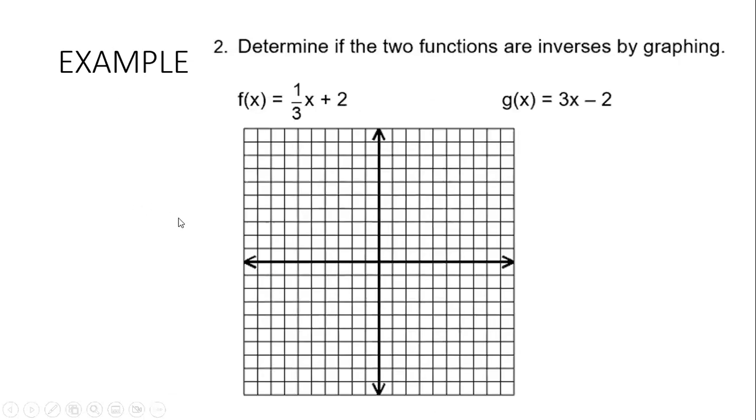All right, so let's look at it ourselves. It says determine if the two functions are inverses by graphing. This is a linear. You should be able to graph a linear without a calculator because you're in Algebra 2. We have 1/3 x plus 2, and we have 3x minus 2. Here's my y-intercept, here's my slope. My y-intercept tells me where I began. My slope is my map that tells me what direction I'm going in. So I'm going to go to +2. At 2, I'm going to rise 1 and run 3, rise 1, run 3, and vice versa.